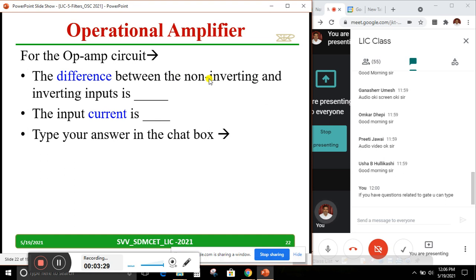Operational amplifier I have discussed. Let me see at least how many of you will answer. The difference between the non-inverting and inverting terminal input is how much? What voltage difference between the inverting and non-inverting terminals do we consider when doing any derivation, and what input current flowing through the op-amp do we consider? So these two you can type in the chat box. You can take 30 seconds and type an answer in the chat box. The difference between the non-inverting and inverting input is how much? And the current flowing into the op-amp is how much?